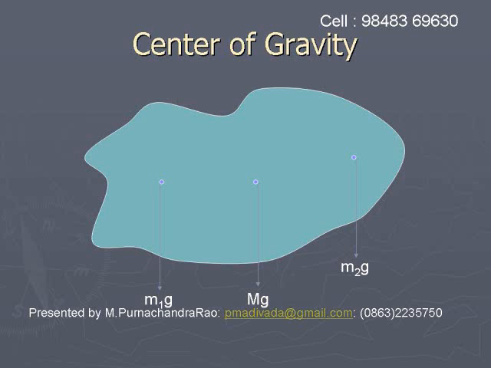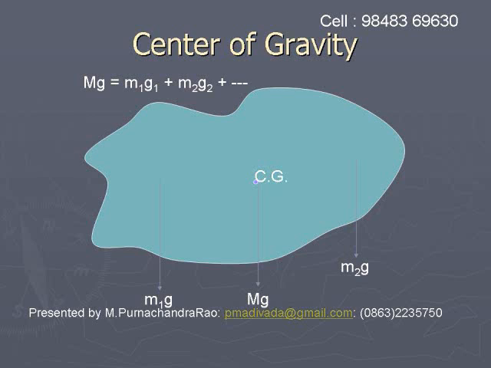Then each particle will be attracted by the earth towards its center. We can consider the gravitational force of attraction on these particles to be parallel forces. Then the force due to the entire particles is the vector sum of these forces. So it is written as capital Mg is the total force acting on the body.